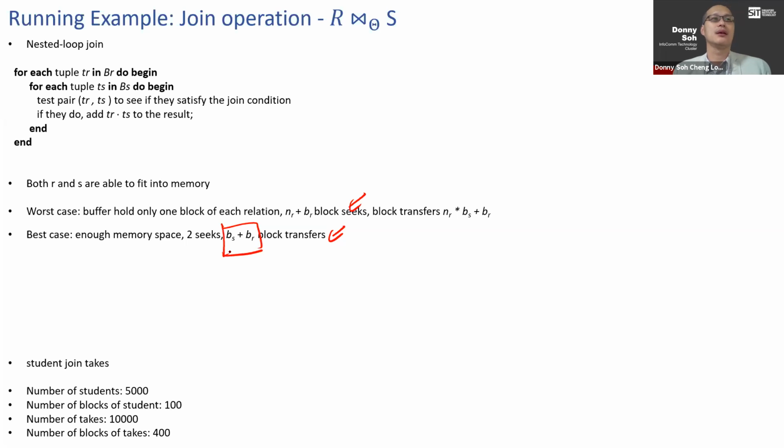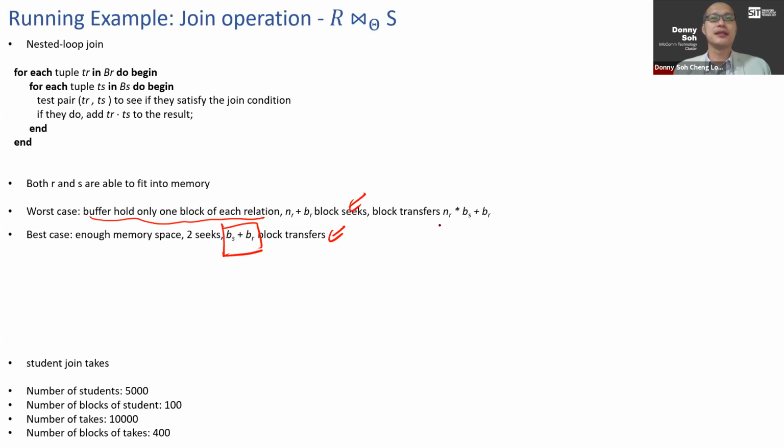Okay, so this is the best case scenario, so slightly easier to understand. Okay, the worst case scenario is when this occurs. The worst case occurs when only one block for each relation is able to fit into the buffer. Okay? So this is the very worst case scenario. So what will happen is that we have to load each block one by one.